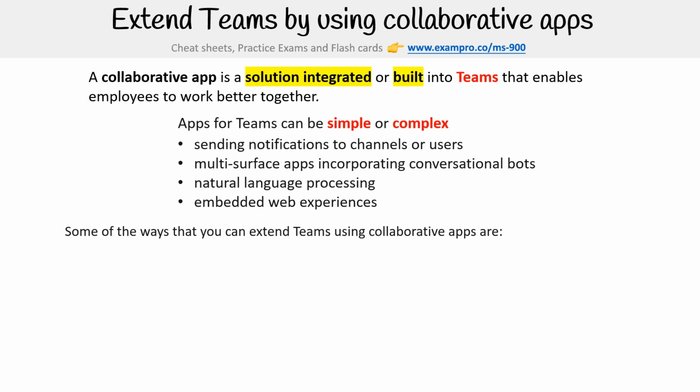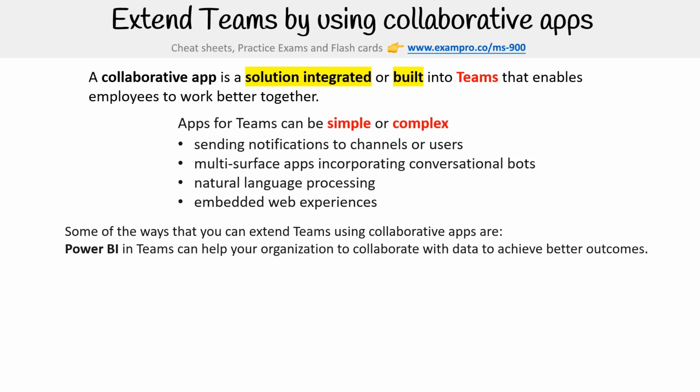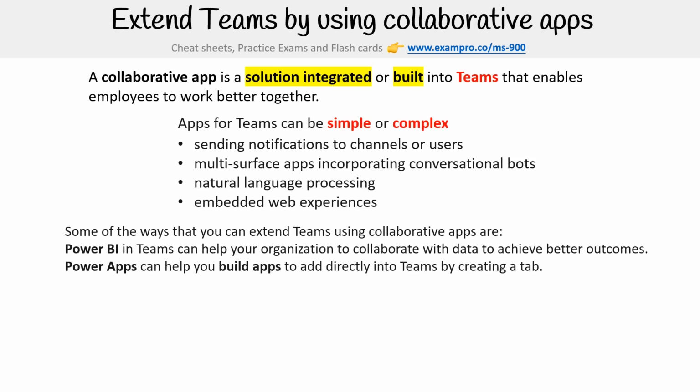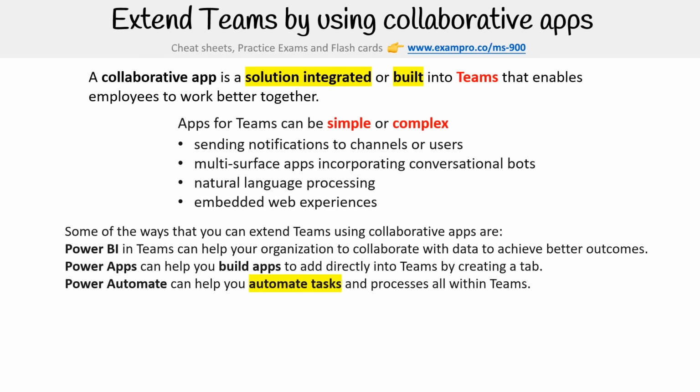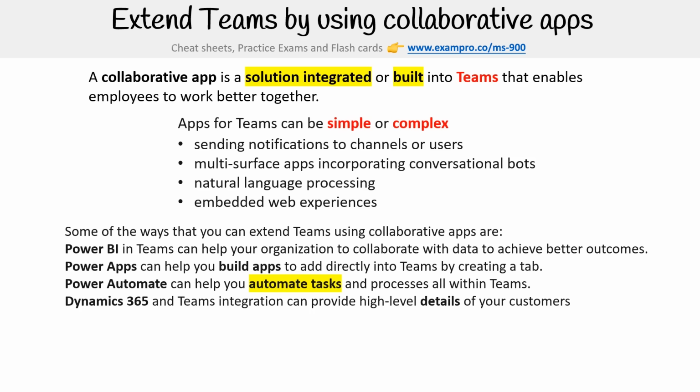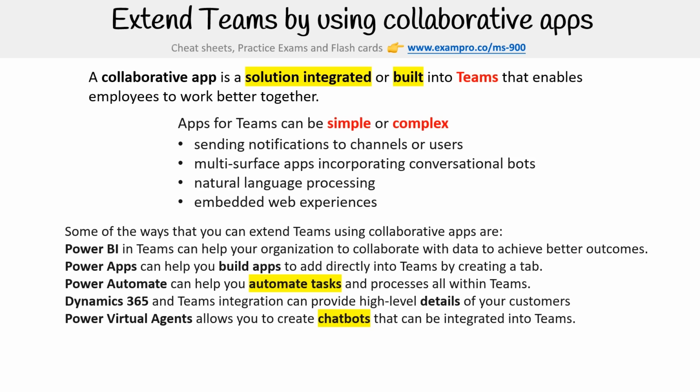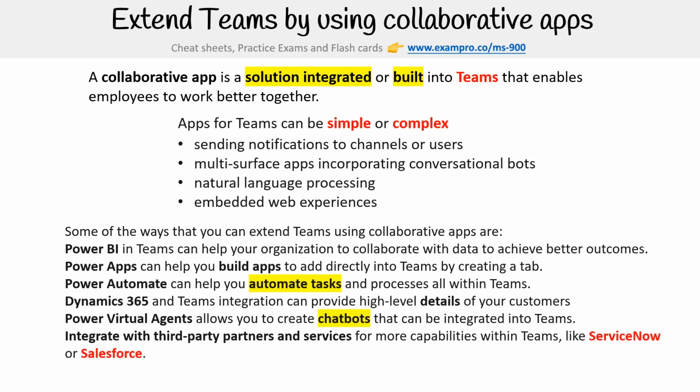Some of the ways that you can extend Teams using collaborative apps are: Power BI and Teams can help your organization to collaborate with data to achieve better outcomes. Power Apps can help you build apps to add directly into Teams by creating a tab. Power Automate can help you automate tasks and processes all within Teams. Dynamics 365 and Teams integration can provide high-level details of your customers, ensuring that you have useful context and are prepared for customer interactions. Power Virtual Agents allows you to create chatbots that can be integrated into Teams. You can also integrate with third-party partners and services for more capabilities within Teams, like ServiceNow or Salesforce. So, those are some of the ways you can use collaborative apps to extend Teams.